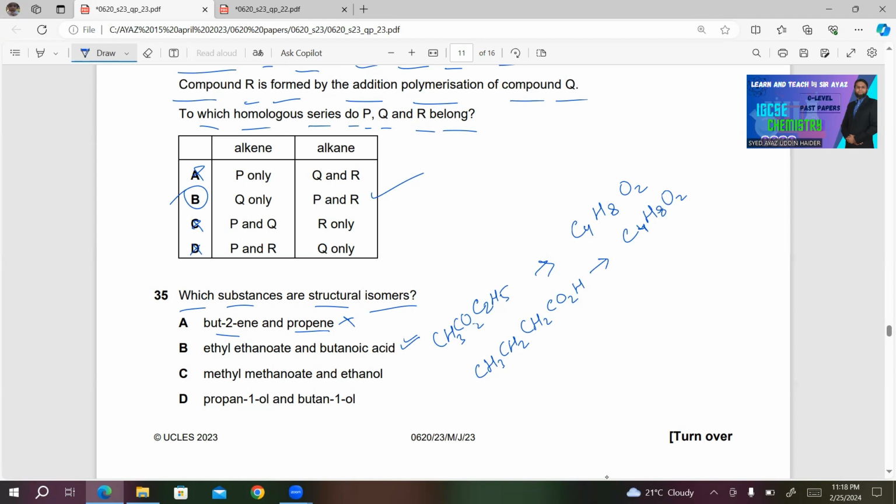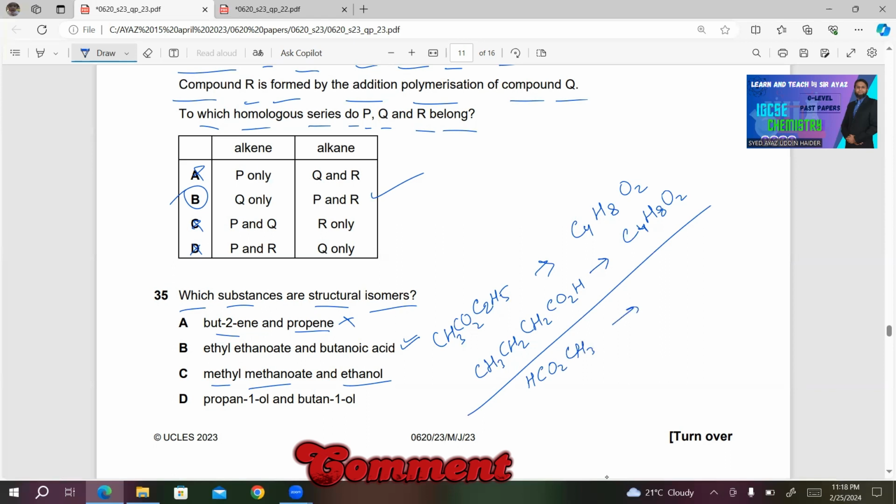One is ester, other is carboxylic acid. C, methyl methanoate and ethanol. Now methyl methanoate, this is methyl methanoate, HCOOCH3. If you write the molecular formula of this one, how many carbon? 2 carbon, 4 hydrogen, and 2 oxygen.